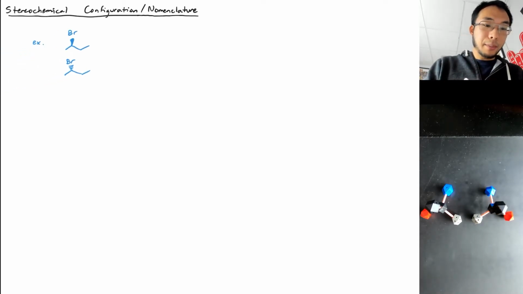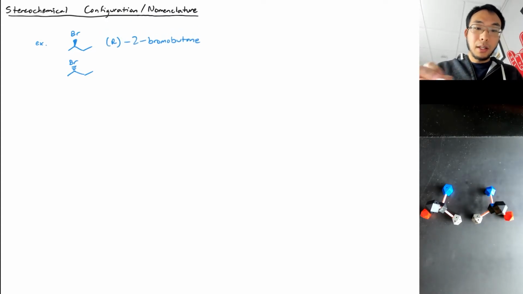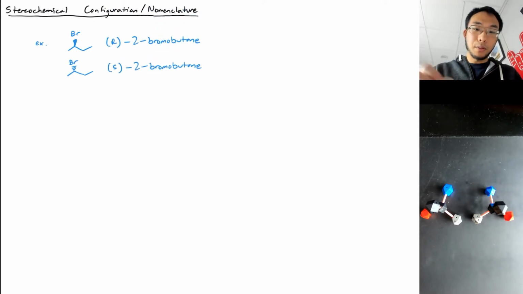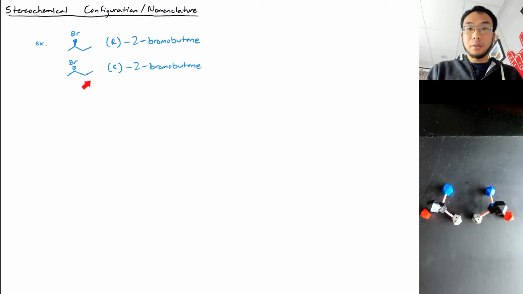Just to give you an example, here I am showing you a pair of enantiomers. These two molecules are enantiomers of each other. The top one would be called R-2-bromobutane, and the bottom one turns out to be S-2-bromobutane. That means that if you see the R here in the 2-bromobutane, you should be able to draw this specific drawing. If you see an S here, that would tell you to draw this specific drawing. We'll get to how to do that in a minute.